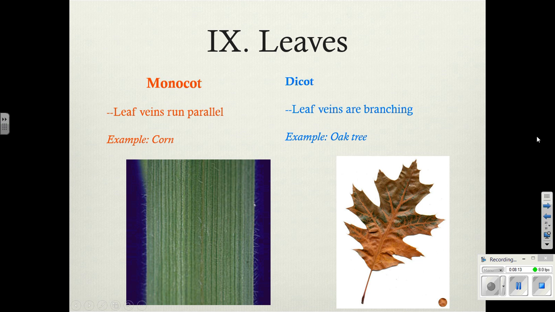If you look at the leaves on a monocot, these leaf veins run parallel, so up and down, just like it is on a corn leaf. If you look at a dicot, the leaf veins are going to branch off. So this would be like an oak tree. You can see where it branches left and right there.